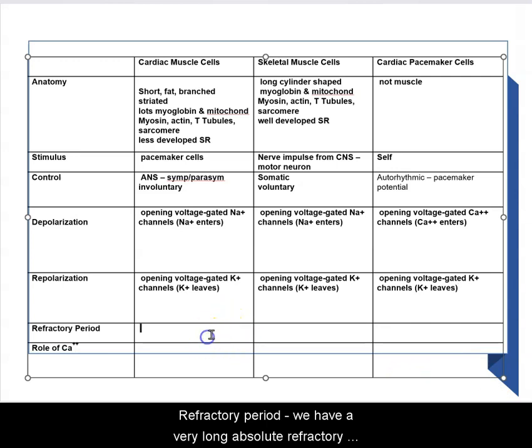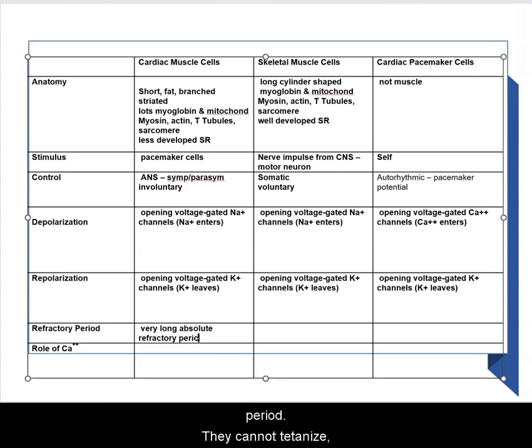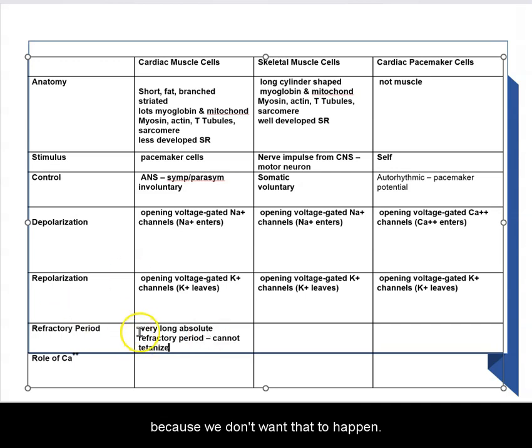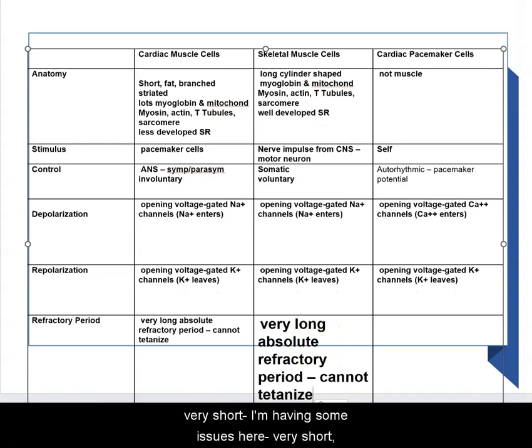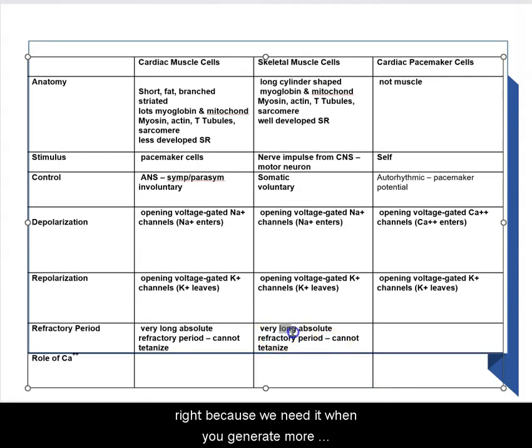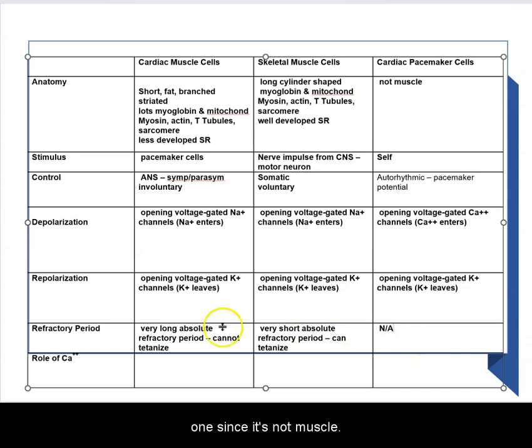Refractory period, right? We have a very long absolute refractory period. We say cannot tetanize because we don't want that to happen. If we look at skeletal, we will just say very short. Can tetanize, right? Because we need it. We need to generate more strength. This I would just say N/A because it's not muscle.